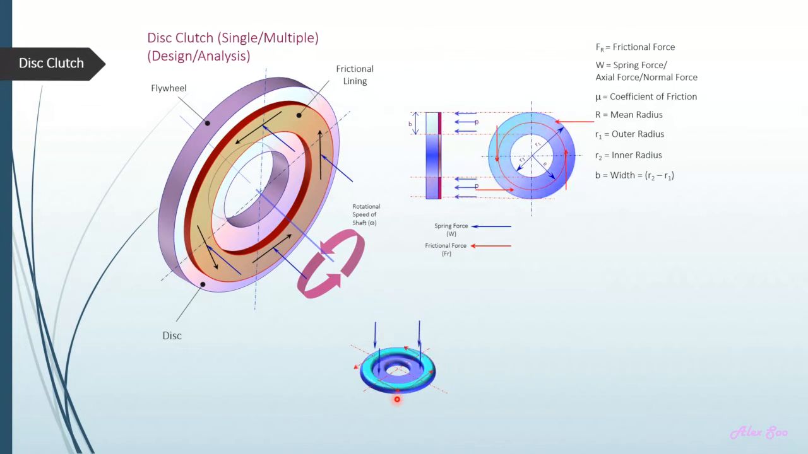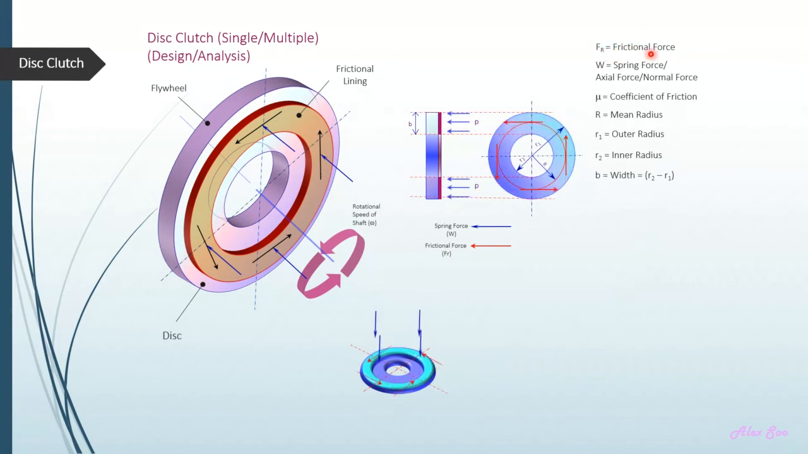So this frictional force is very important, and when you multiply it with the mean radius of the clutch, it will give you a frictional torque. In order to calculate the power transmission, this frictional torque is very important. So I have these symbols here, all noted, which represent the forces and the dimensions of the clutch, the measurements of the clutch.